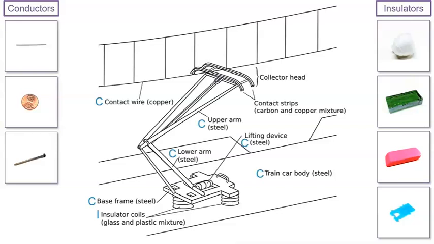Let's label the contact strips next. The contact strips are made of a carbon and copper mixture. We know from the carbon pencil lead that carbon is a conductor, and we already know copper is a conductor as well. Let's label the contact strips with a C.